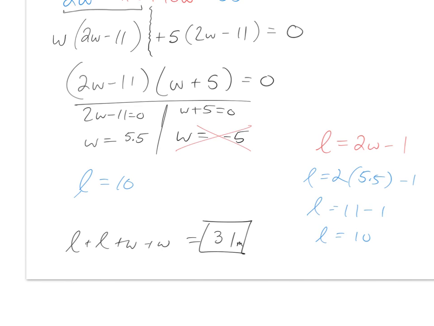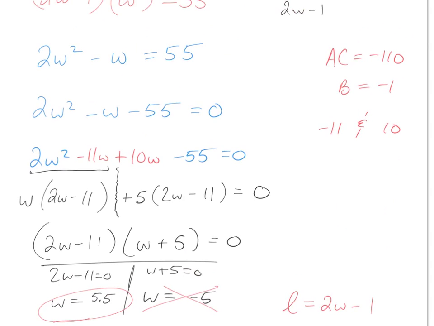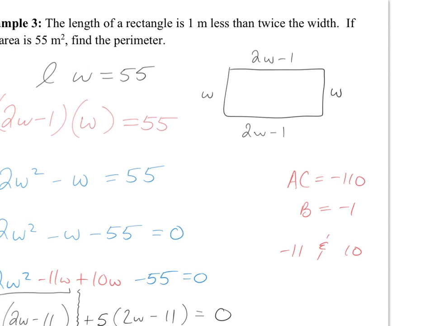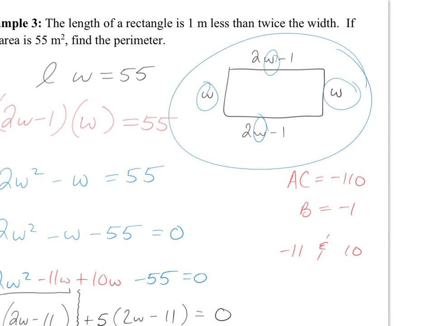Okay, and by the way, another thing that nobody seems to ever do, but in case you wanted to know, you didn't need the length at all. Once you get W equals 5.5, simply go back to your diagram and plug in 5.5 in all four of these spots, and then add those answers up. Or add these expressions together. 2W plus 2W plus W plus W is 6W. Negative 1 and negative 1 is negative 2.